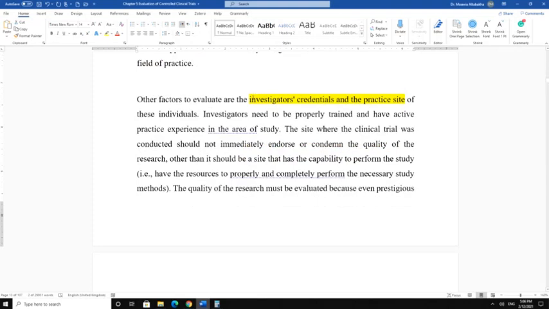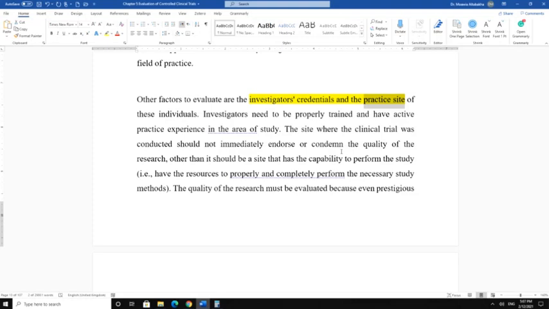Also, you should look at the investigators' credentials. Are they qualified? Are the investigators of good position and experts in their field to be able to do the work? Is the practice site qualified? Do they have the equipment, the staff, everything to do the study? Is it qualified?